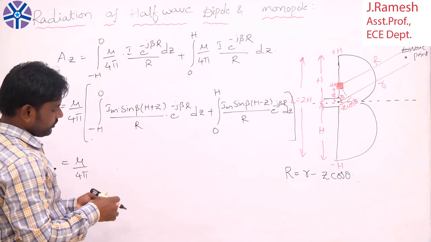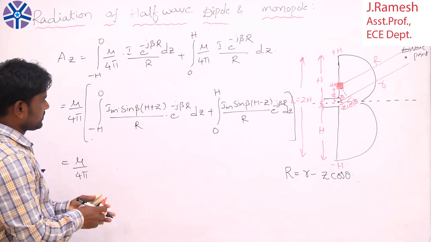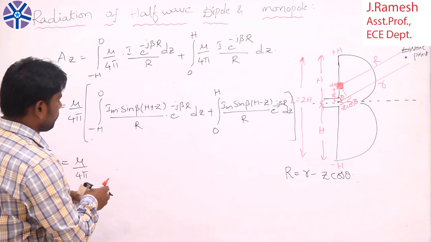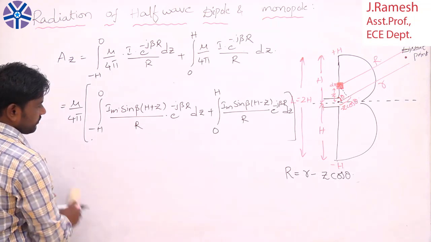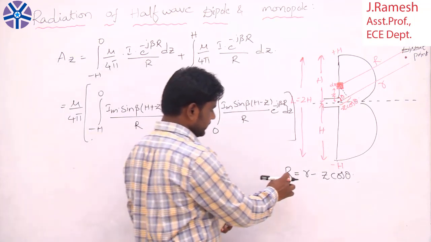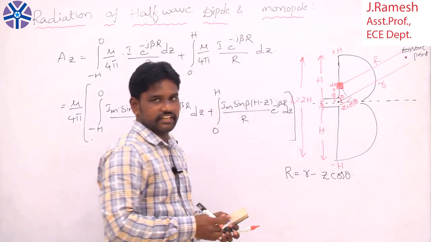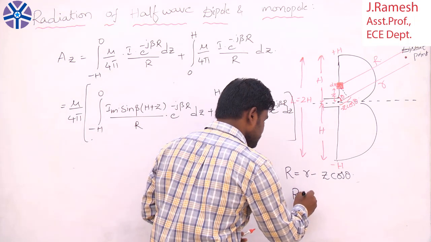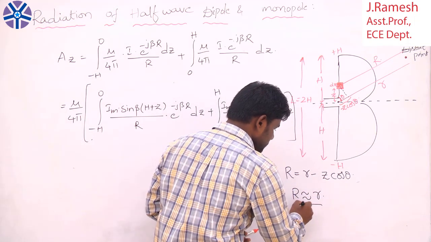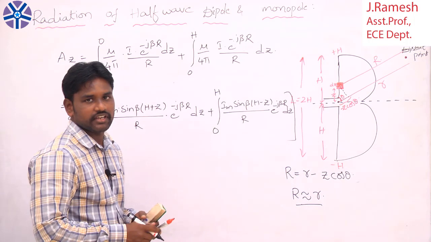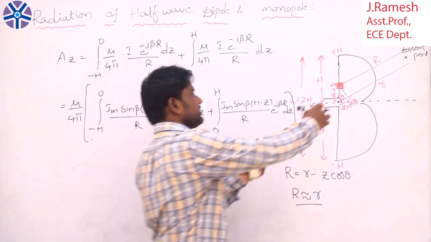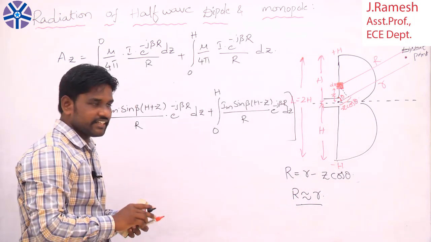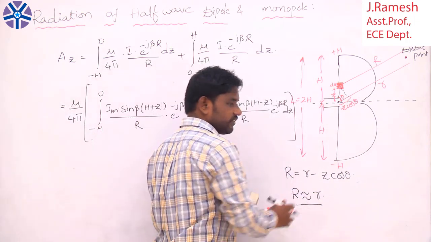Okay then. So here there is a consideration for us. What is small r and what is capital R, we already studied. But if you observe clearly, capital R is r minus z cos theta. Here I can say that it is at far distances, so I am simply approximating capital R equal to small r. Why? Because the distance is very far away from our element.